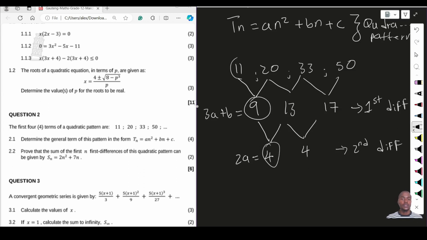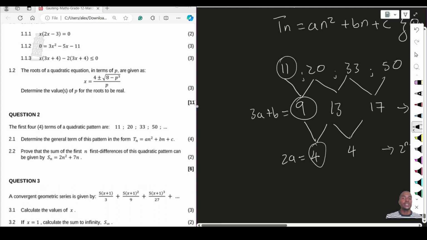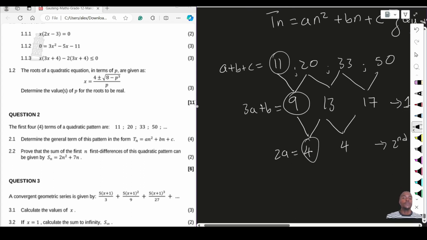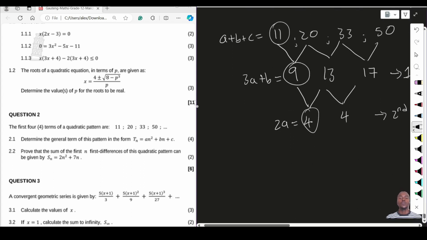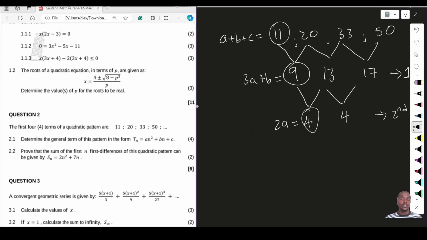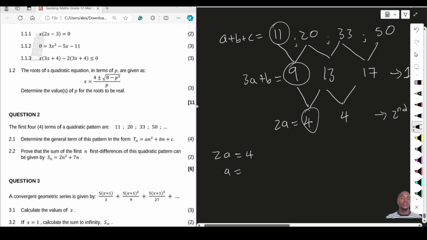4, then the last one it should take 11. So we can say a plus b plus c is equal to 11. Then when you solve for a, b, and c, you should use that. So I'm going to say 2a is equal to 4. Then for a, when you divide by 2 on both sides, what do you get? a is equal to 2.